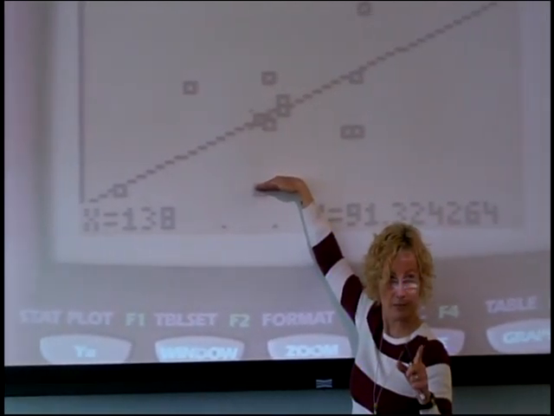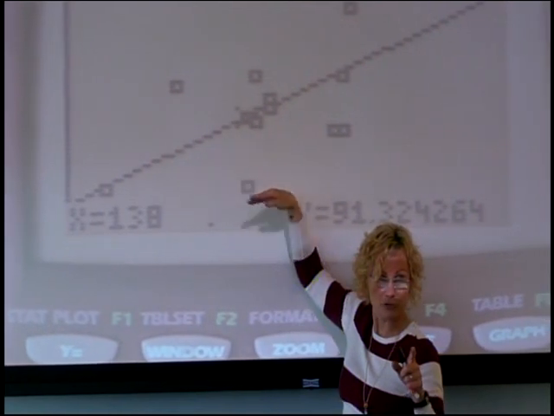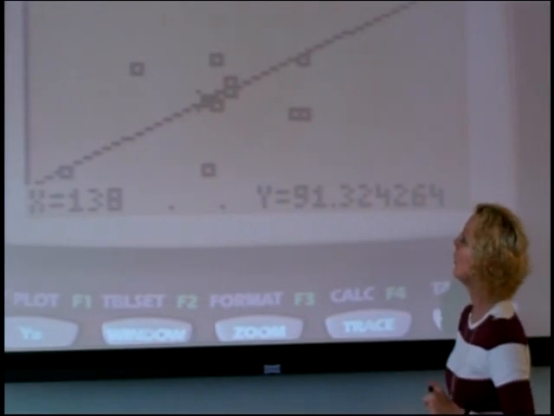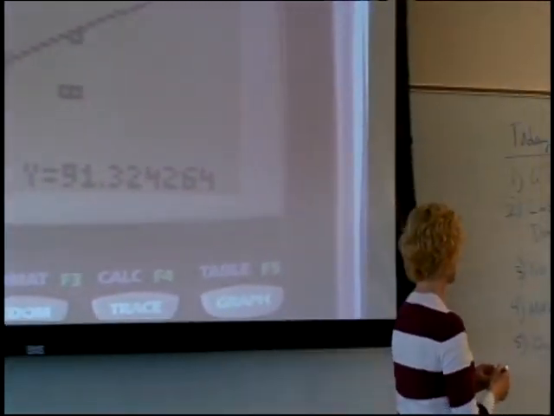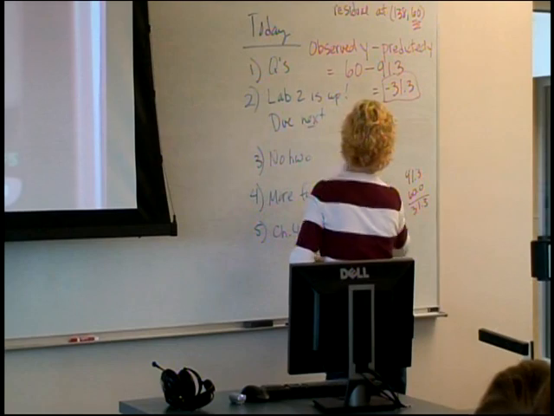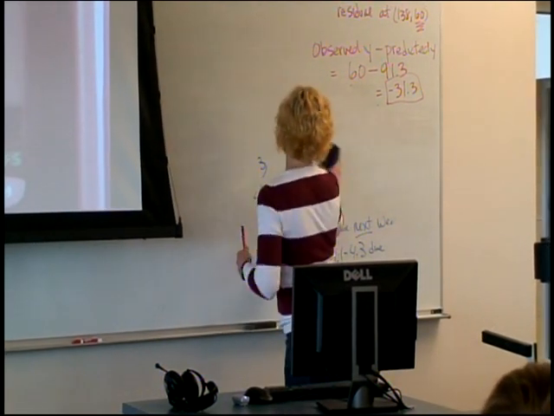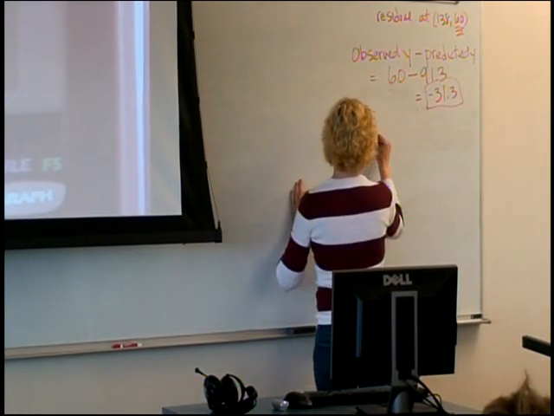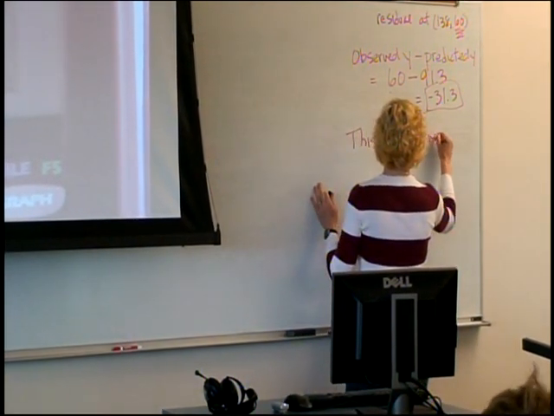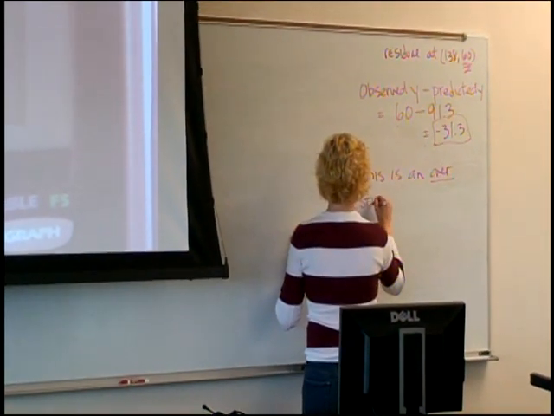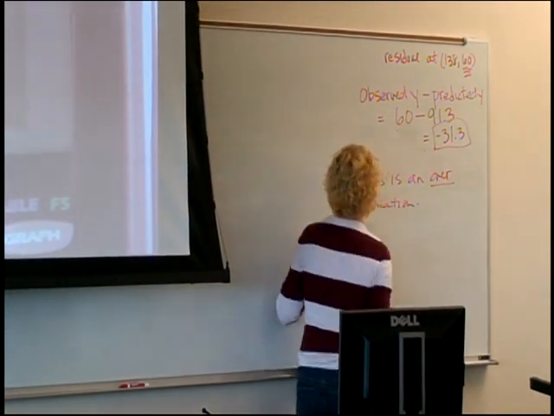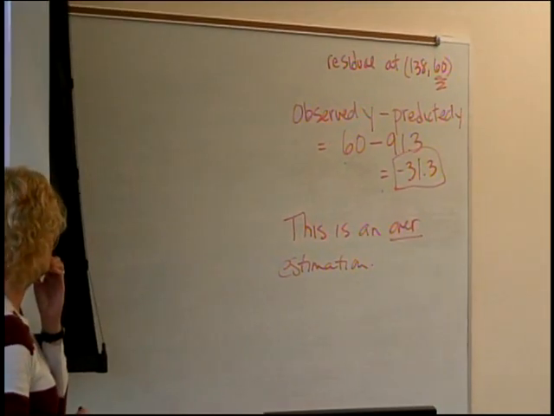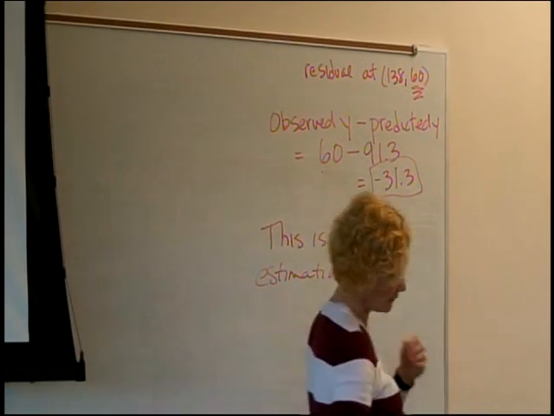You with me? Okay? So we're talking vertically. So that's an overestimation. Let's write it. This is an overestimation. Okay? Let's see, what do we want to do next?